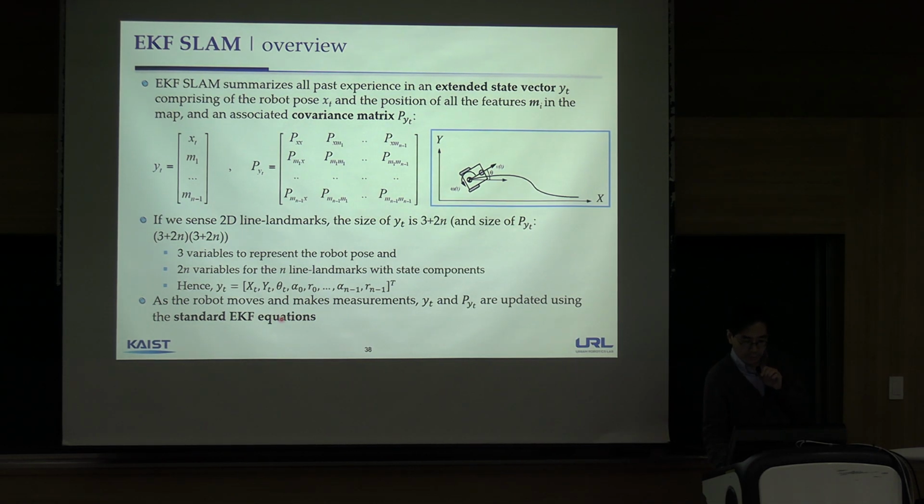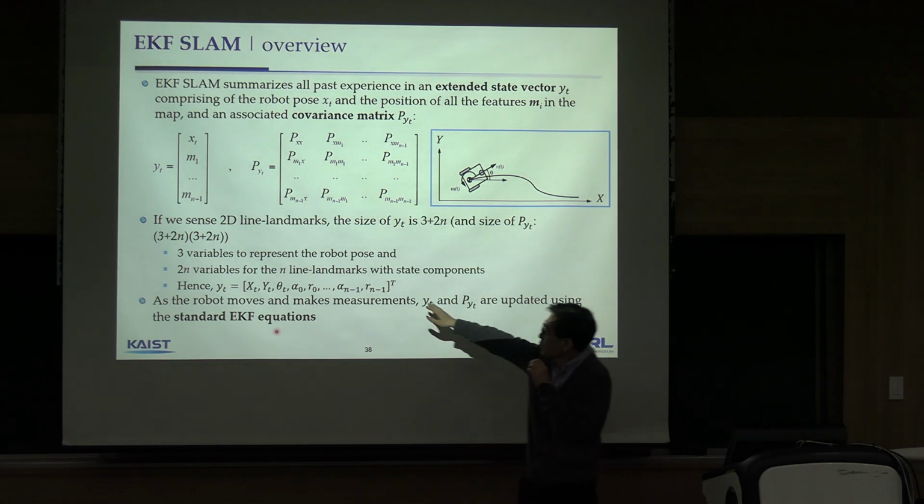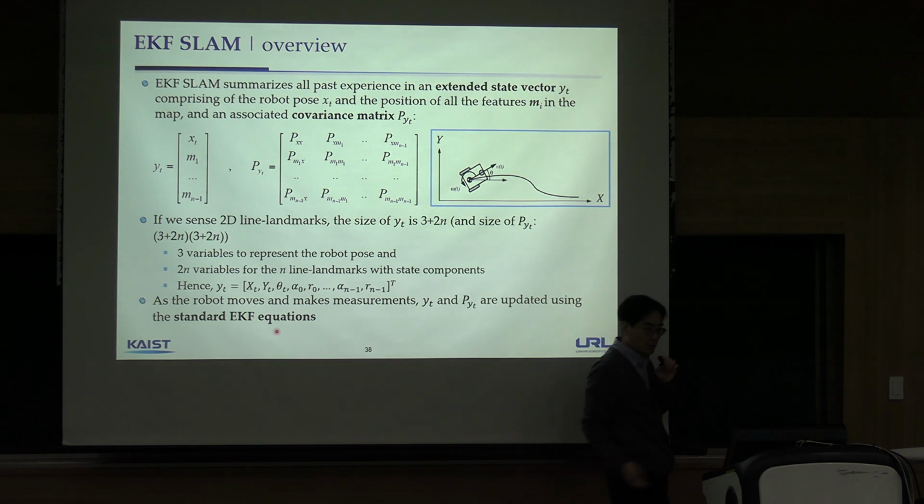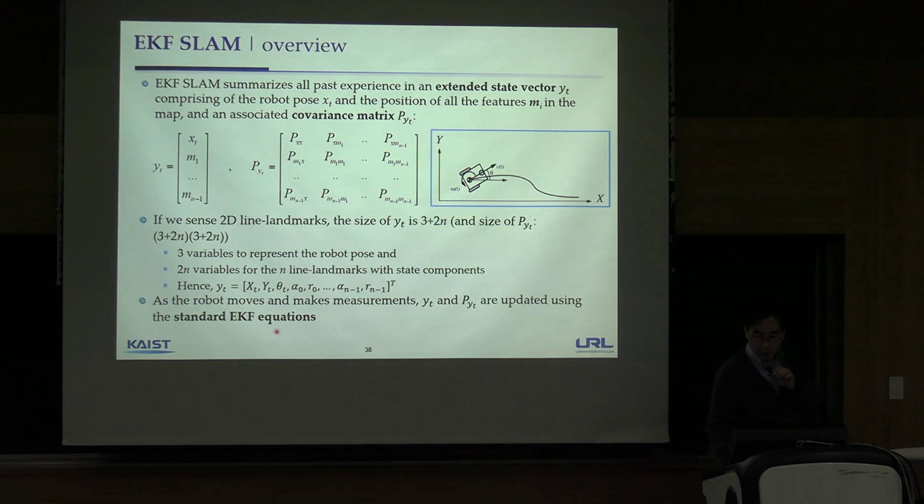The actual state vector will be like this: x, y, theta, and alpha 0, r0. This is for the first line. Second line, alpha 1, r1, up to alpha n-1, r n-1. As the robot moves and makes measurements, y_t and P_t are updated using the standard EKF equations. The rest is automatic. We have the Kalman filter equations, so you can just substitute this into the Kalman filter equations, and it provides the optimal estimate.